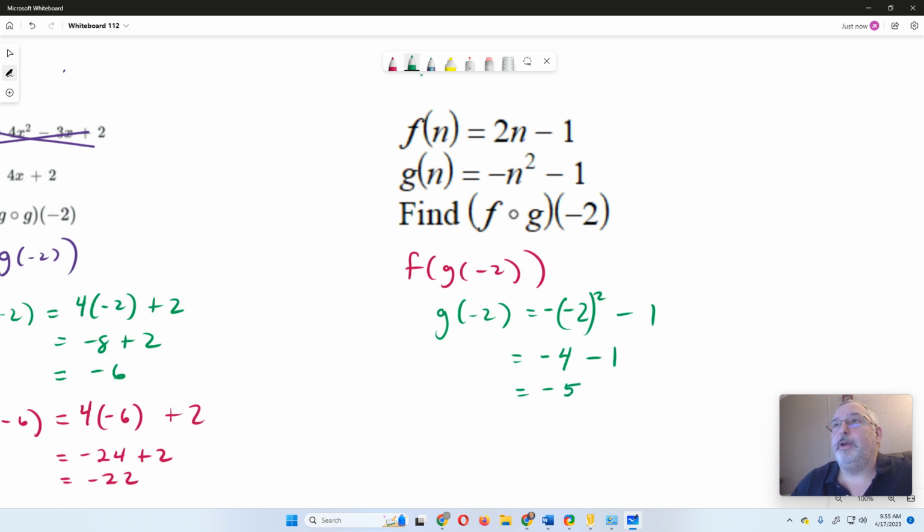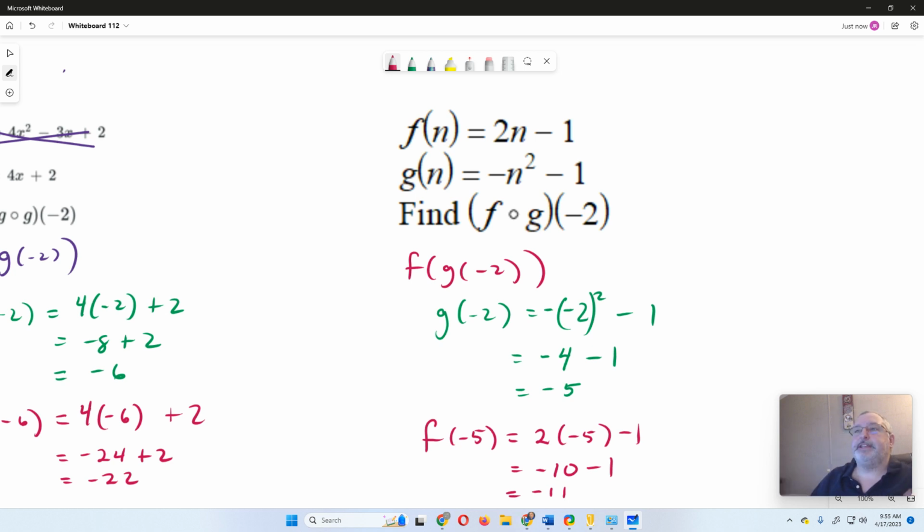And now we're going to go and evaluate f at -5. So that's going to be 2 times -5 minus 1. 2 times -5 is -10, minus 1, negative 11. So that's the process for doing these composite functions, evaluating them for certain values.